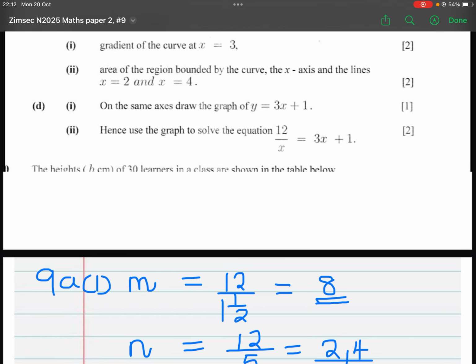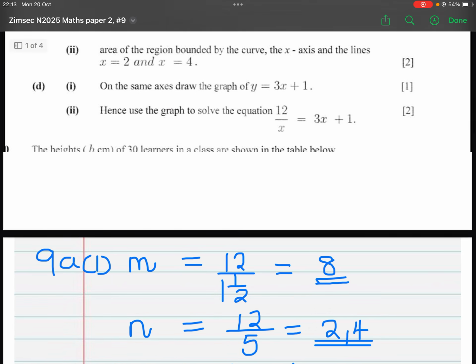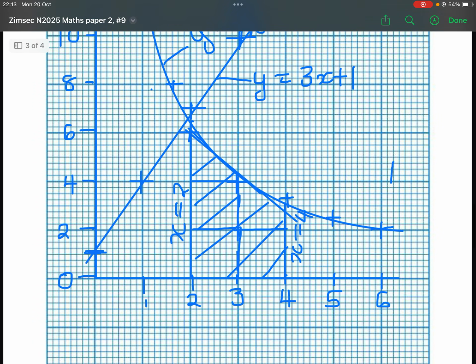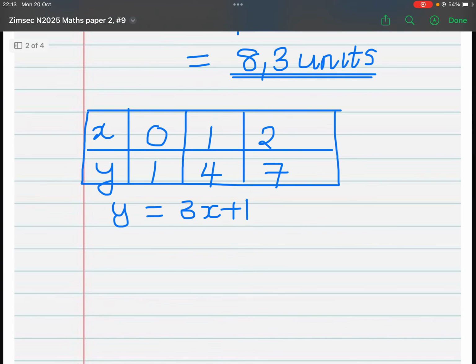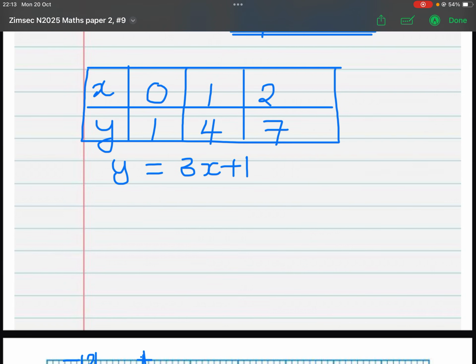So there's a point where the curve and the straight line are meeting. So we need to write the x coordinate where they are meeting. So they are meeting here. This is where they are meeting. They are meeting here. This is 1.9, right? So when we are now writing the solution, we are going to write that x equals 1.9. This is going to be our answer on the last part of the question, part D.